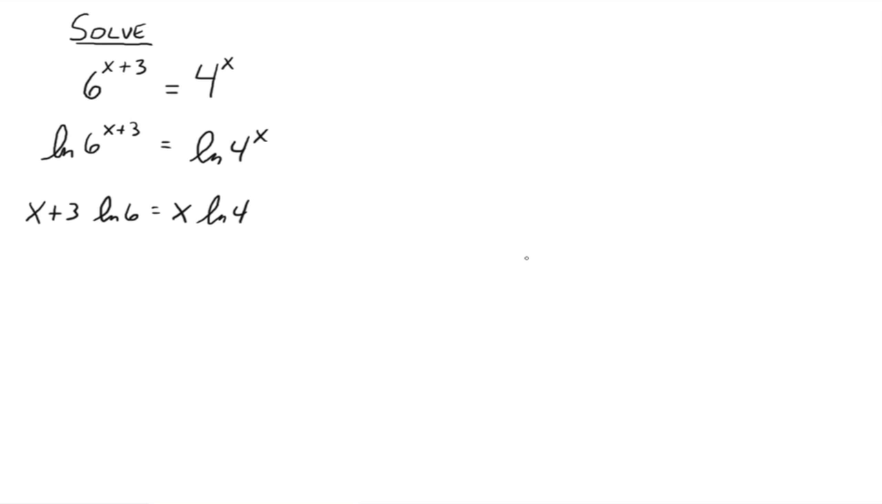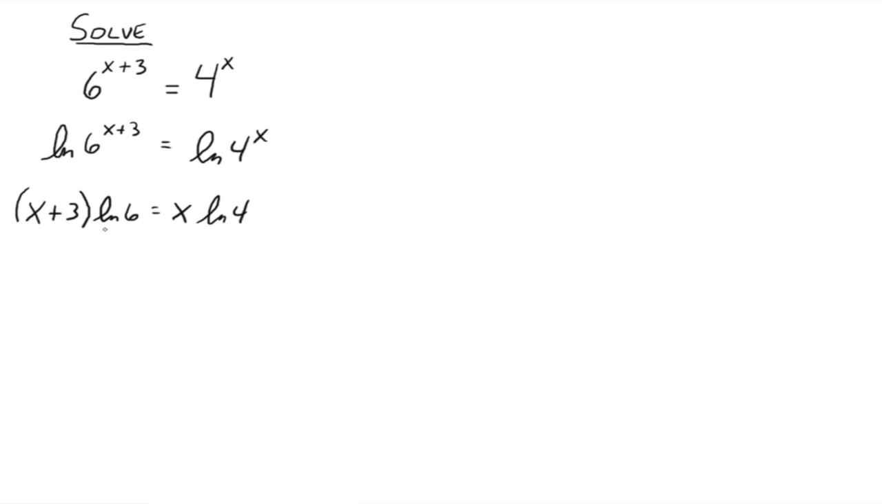Now, is that correct? No, that's not correct, because the way it's written now, only the 3 is multiplied by the natural log of x, and that entire exponent, x plus 3, is what was brought down, so all of that needs to be in parentheses and multiplied times the natural log of 6. Be very, very careful, all right?